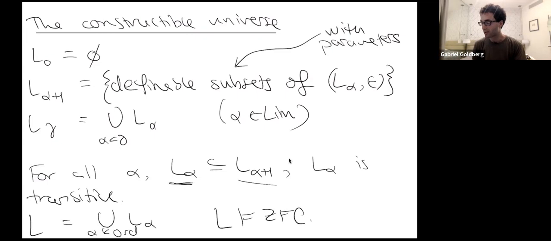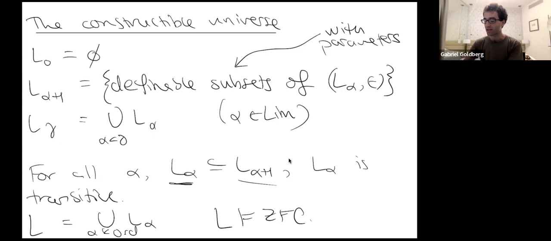So it's a proper class model of ZFC, since of course, working within ZFC, you're not going to be able to define a set-sized model of ZFC, since that would contradict Gödel's incompleteness theorem. But L itself does model ZFC.